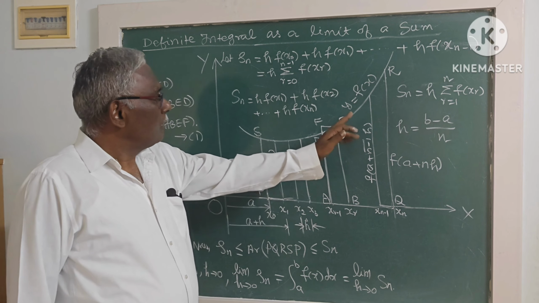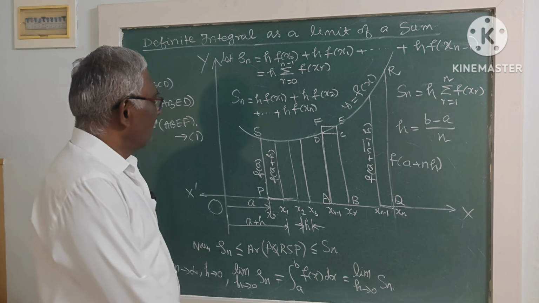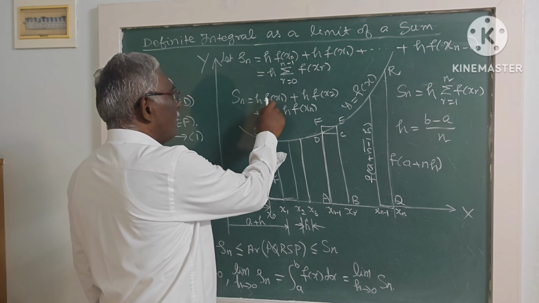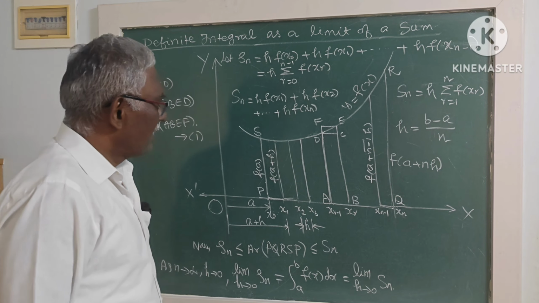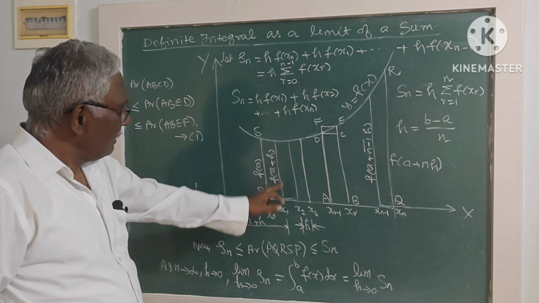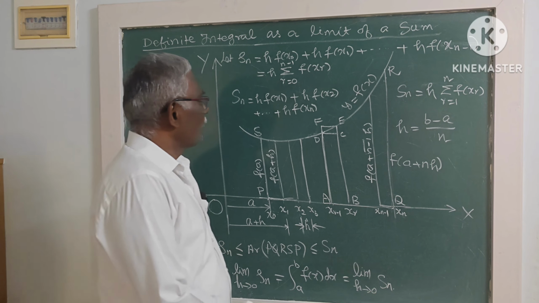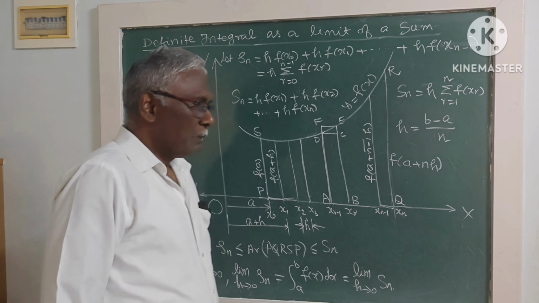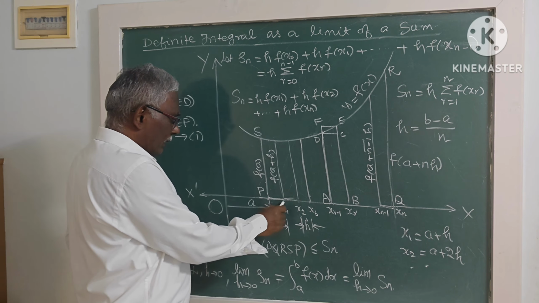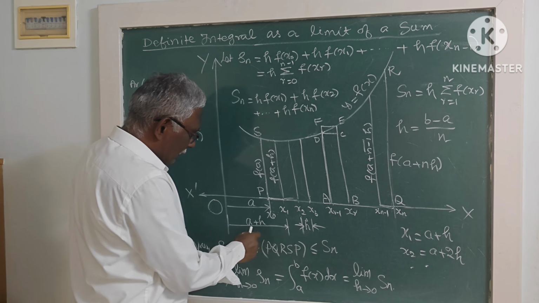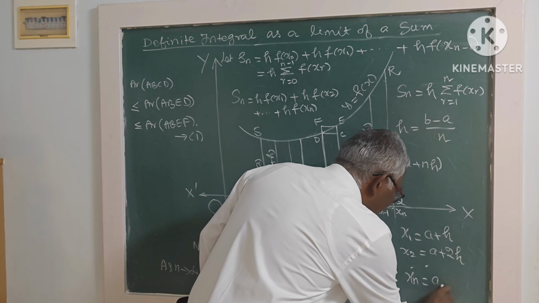The area of the region PQRSP is nothing but the integral from a to b of f of x dx, and that is nothing but h into f of x1 plus h into f of x2 plus and so on, h into f of xn, where x0 is a, x1 is a plus h, x2 is a plus 2h, and so on. So x suffix n is a plus nh.